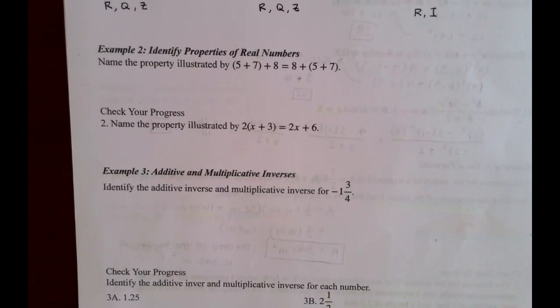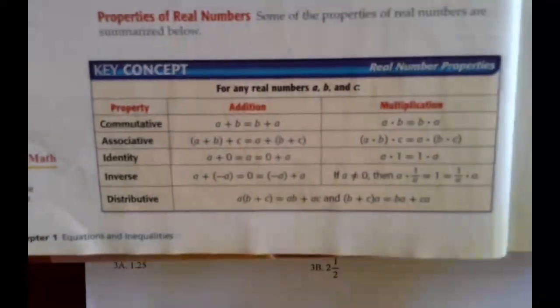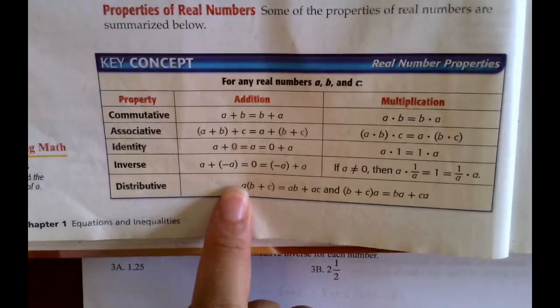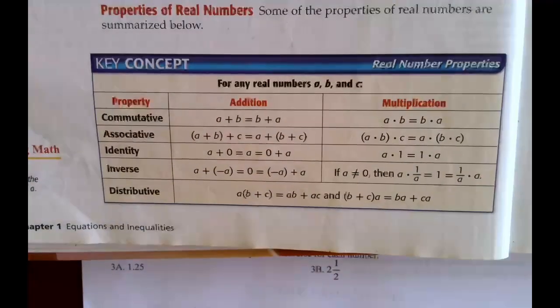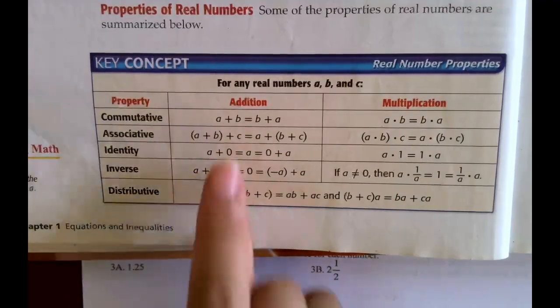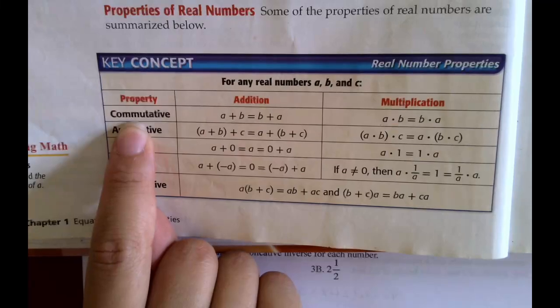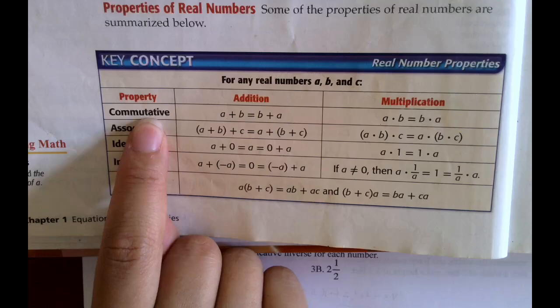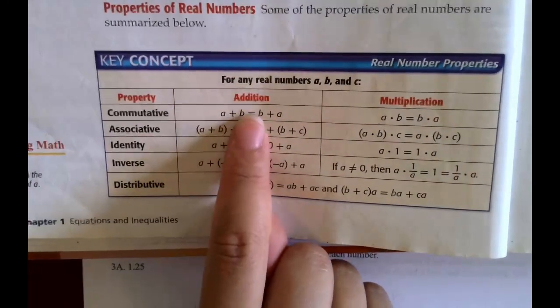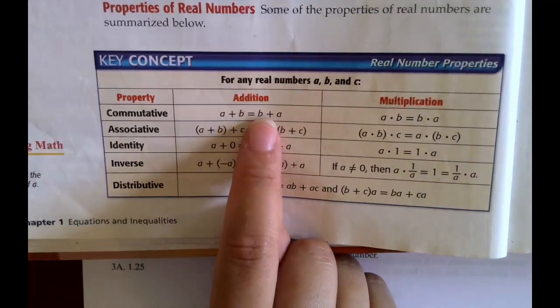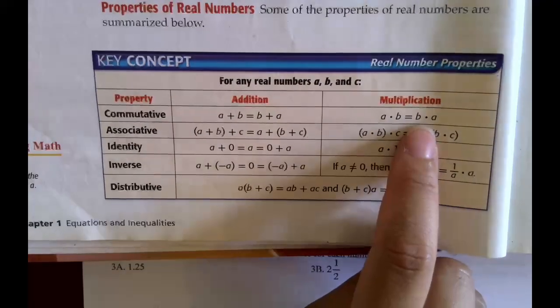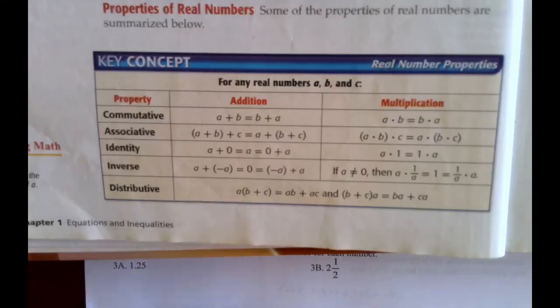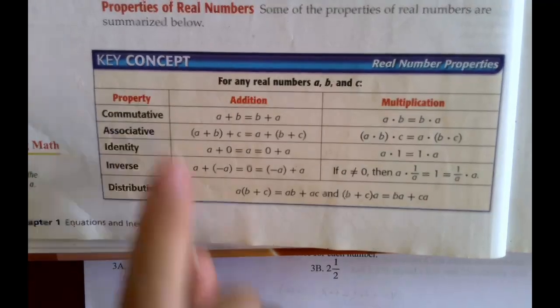Example 2 says to name the property illustrated. Probably what you should be doing is in your book, you should be noting the real number properties. This is what we're going to be using. For me, the commutative property, how I like to remember it is commutative means it's moving. Note the position of them moved. From A plus B, it has now become B plus A. From A times B, it now has become B times A. So the numbers, or in this case, variables, have moved.